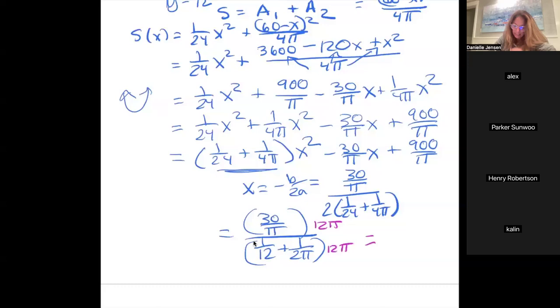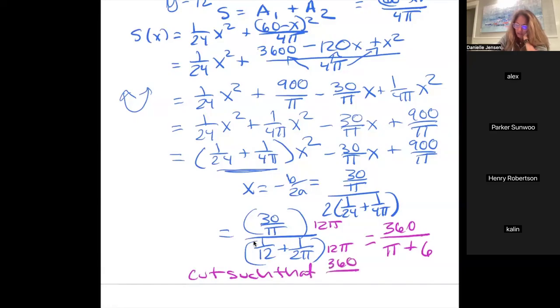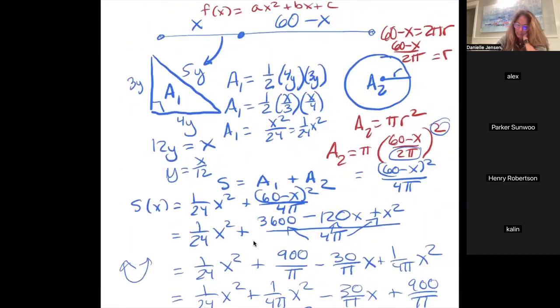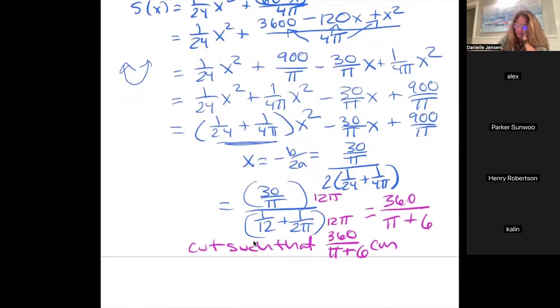All right, so that gets me, the pi's would cancel in the numerator, and 12 times 30 is 360. And then the denominator, it's actually quite nice. You just get pi plus 6. And that's how you would cut it. So cut such that 360 over pi plus 6 centimeters. What did I say? X goes to the triangle. Yeah. Goes to right triangle.